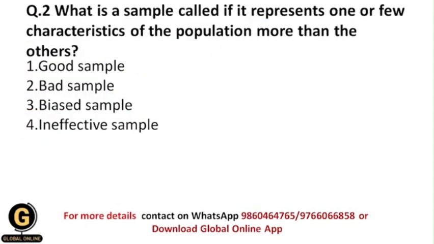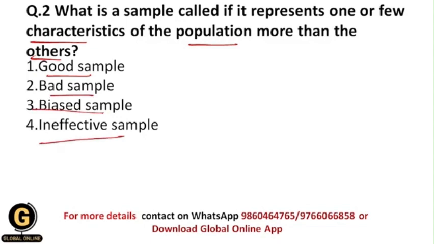Next, what is a sample called if it represents one or few characteristics of the population more than the others? So whenever we select a sample from the target population, and whenever that particular sample represents one or more characteristics of the population more than the other samples, then what is such a kind of sample called? Is it called a good sample, bad sample, biased sample, or ineffective sample?